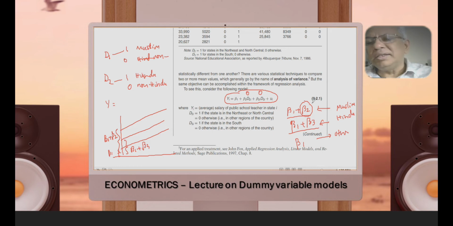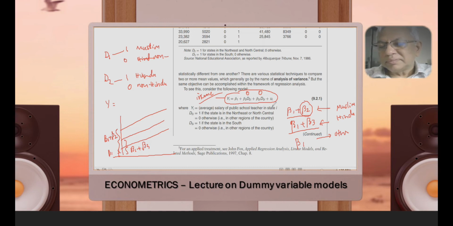But in order to define this, we think about it. I said, okay, let's test this. So if I run this regression model and find beta 1 is significant, beta 2 is significant, and it is positive, that means the job market, if I'm assuming this to be income, then I'm saying the job market income of the Muslim is higher than others. Others means, remember, others is beta 1.